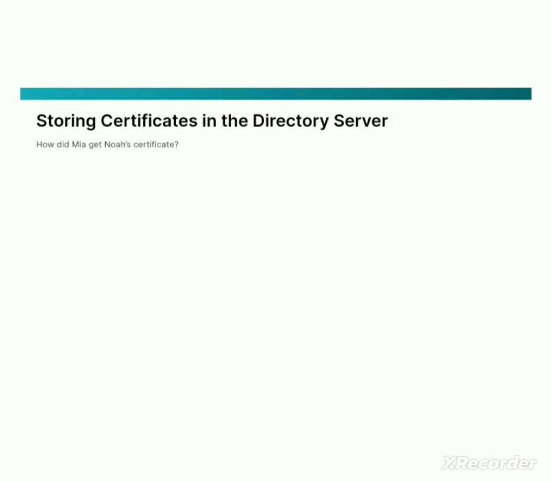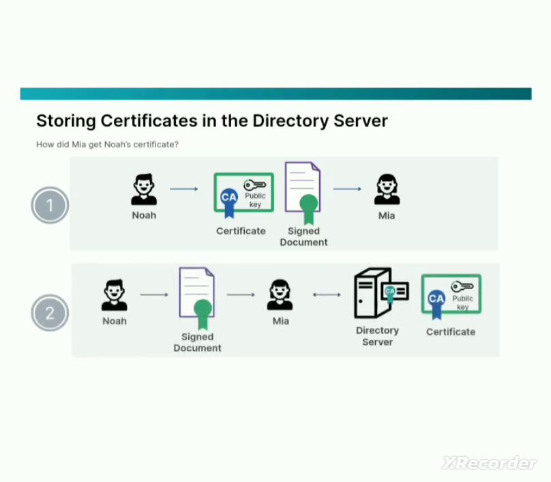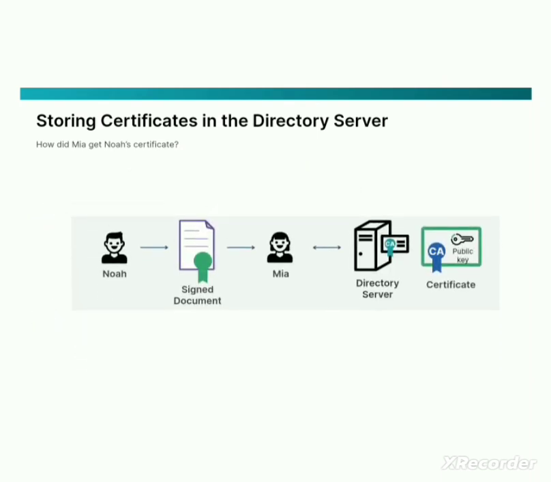When Mia decided to verify the signature on the document, she needed Noah's certificate. How did she get Noah's certificate? There are two possibilities. One, Noah's application sent the certificate along with the signed document. Or two, Mia's application retrieved the certificate from a server.